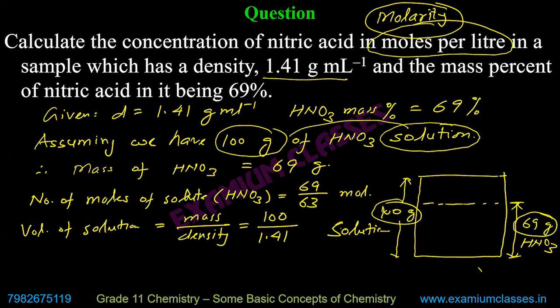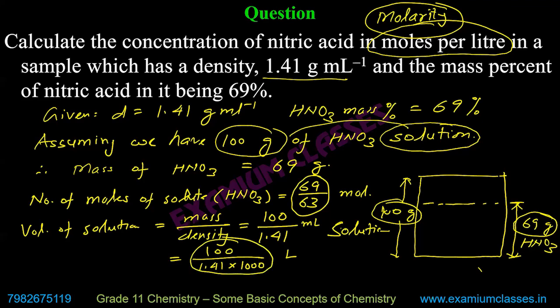So this will be the volume, but it will be in milliliters, because mass is in grams as we have assumed, and density is in gram per milliliter. So unit here will be milliliter. Make sure that you don't forget to convert it into liters, otherwise the answer will not be correct. It means it will be 100 divided by 1.41 into 1000 liters. You divided it by 1000 and converted to liters. Now you know the number of moles and you know the volume of solution in liters.